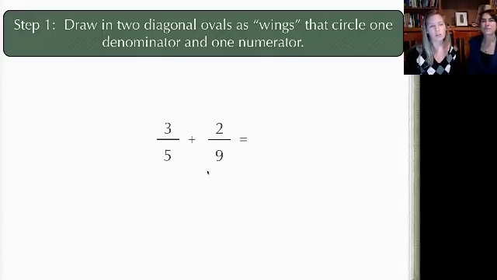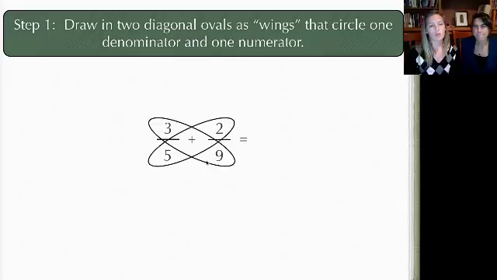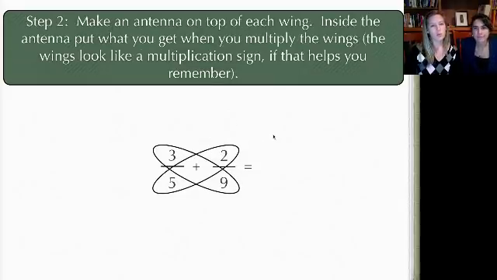So the first thing you're going to do is draw in 2 diagonal ovals, and we're going to end up making a butterfly. So these are going to become the wings. So in this case, we'll draw that diagonal oval to circle 3 and the 9, and then 2 and the 5. So it's almost like you're crisscrossing numerator to denominator. Okay, so it sort of looks like a butterfly. Then you're going to give your butterfly some antenna.